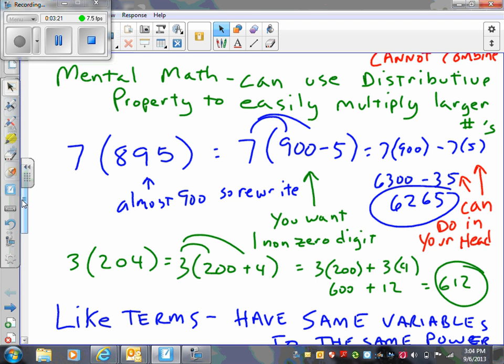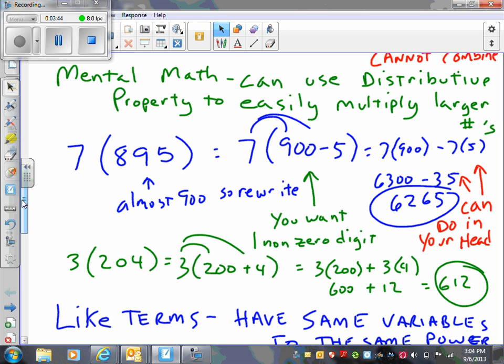That's why they call it mental math, because if you know how to multiply, you can do it in your head. If you don't know how to multiply, you better use a calculator. It can be the other way. You don't have to have subtraction in there. If I have 3 times 204, I can rewrite that as 3 times the quantity 200 plus 4. I get 3 times 200, that's 600, and 3 times 4, that's 12.